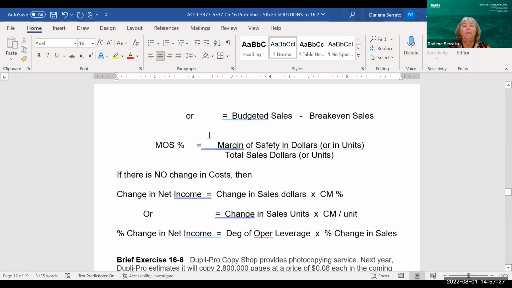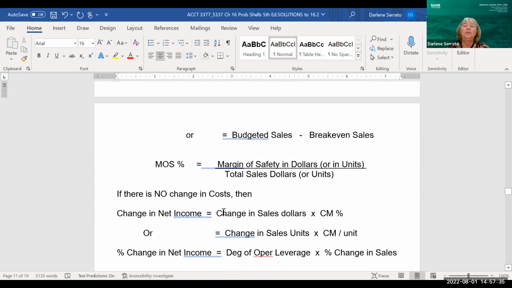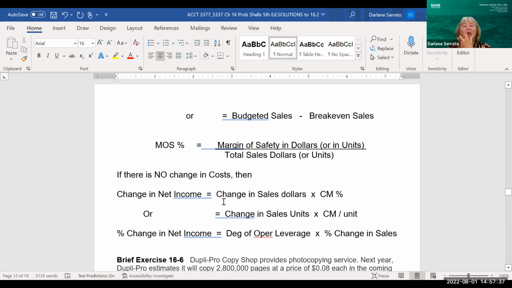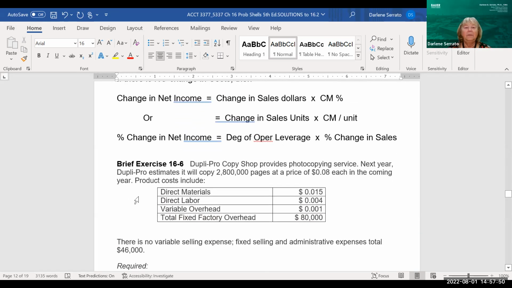So this is the formula for margin of safety percentage. How does a change in sales units or dollars affect net income? And how does a percent change in sales affect the percent change in net income? Okay, so we're going to do brief exercise 14.6.